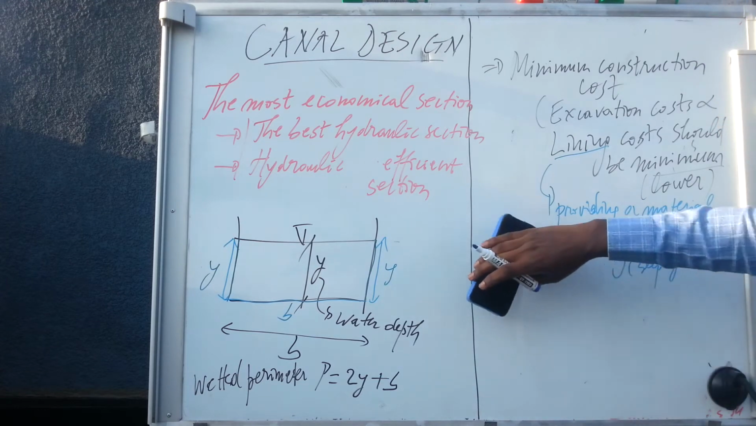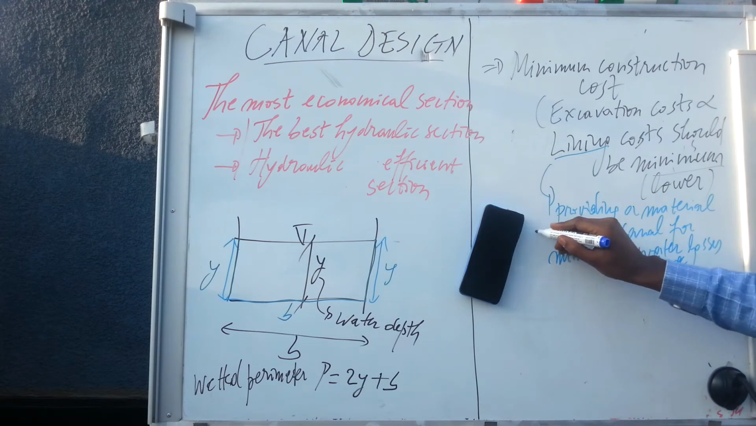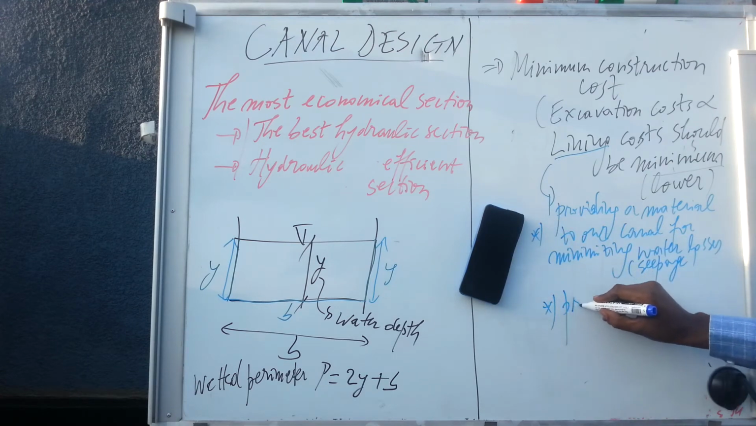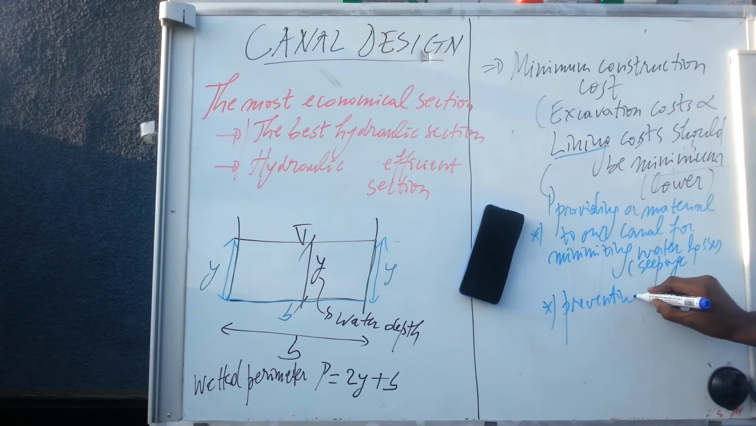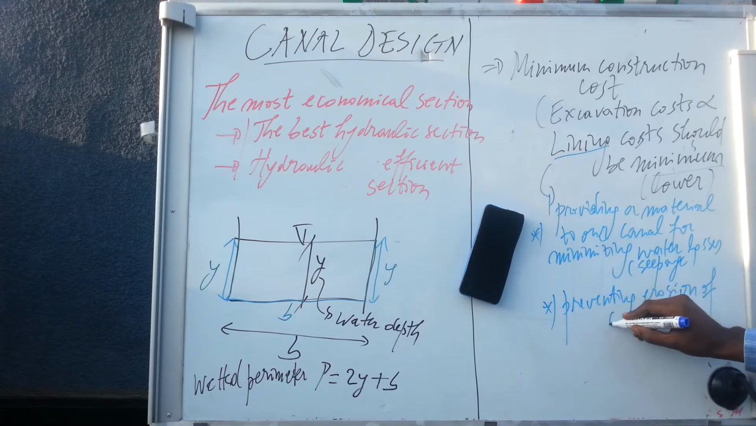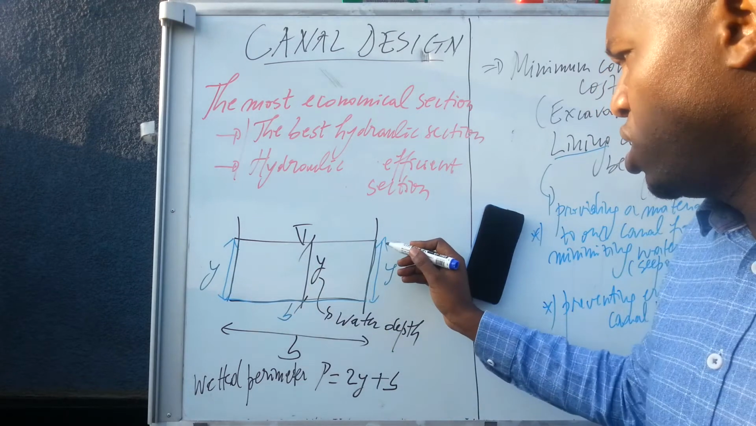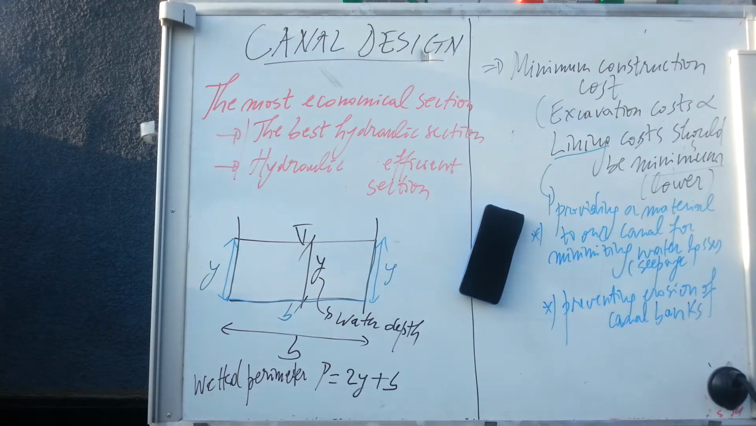the losses. Not only that, but when you are lining a canal, you are also doing what? Preventing erosion of canal banks, and even the bottom. So when you have a channel which is well lined, these banks are not eroded easily. So that is the meaning of the most economical section.